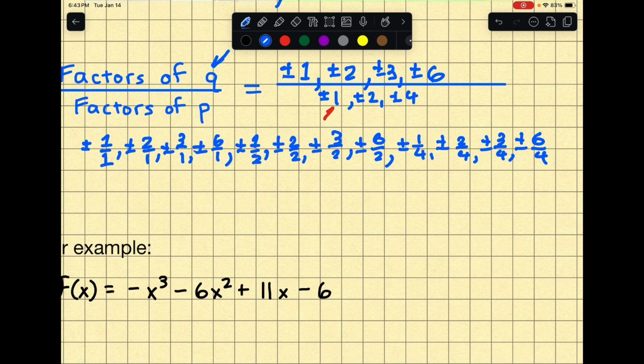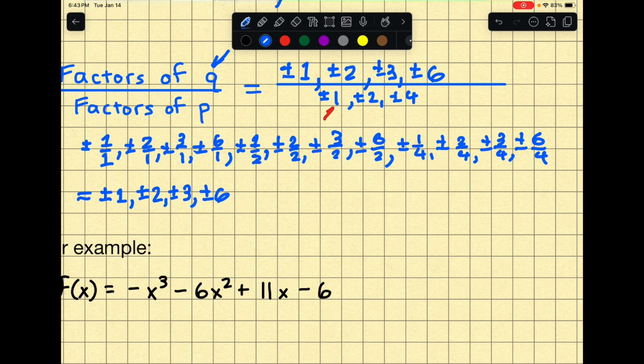When you do this enough, you're going to get where you can refine this pretty quickly as you go. So for example, all these first terms are all divided by 1, which means they just simplify to be whatever the numerator is. So this is going to equal plus or minus 1, plus or minus 2, plus or minus 3, and plus or minus 6.